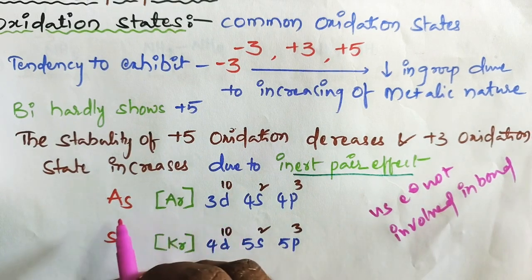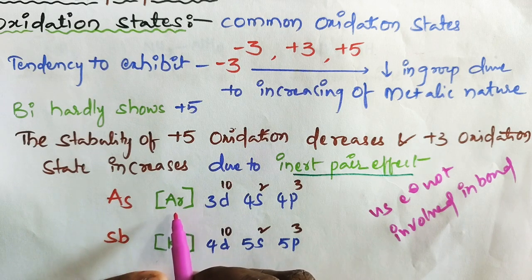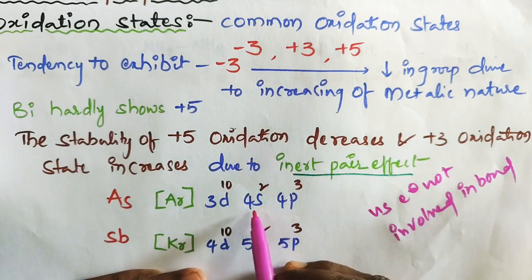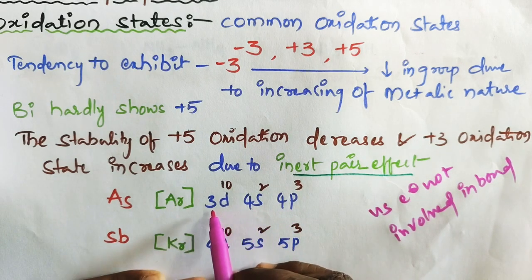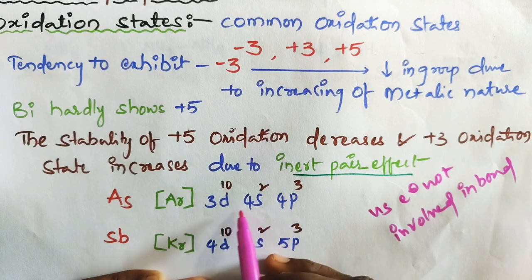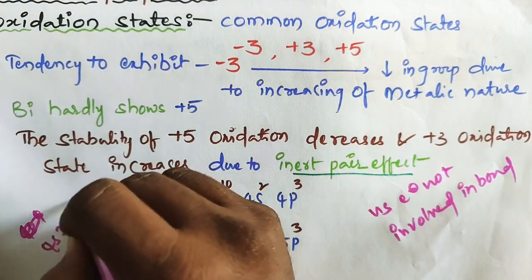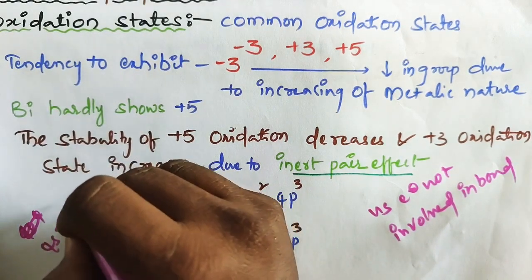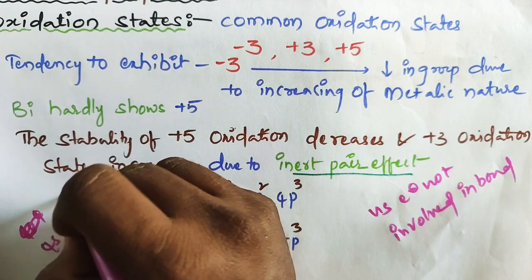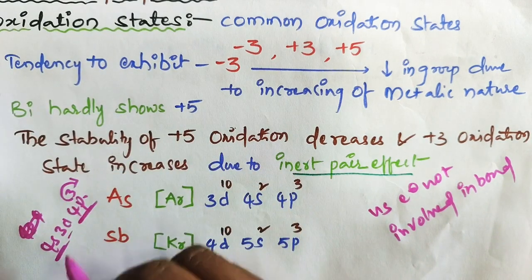For example, we take arsenic, argon 3d10 4s2 4p3. In that, the 4s electrons are not involved, because the 3d orbitals are present innerly between the 4s and 4p. The ns electrons are not involved. So 4s, 3d, 4p, the outermost one is 4p. So the 4p electrons are going to be lost easily, but the ns electrons are not involved.